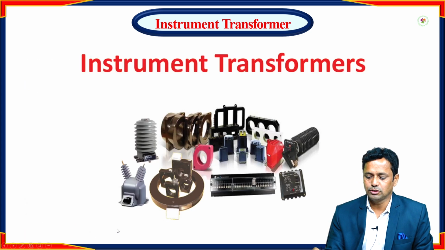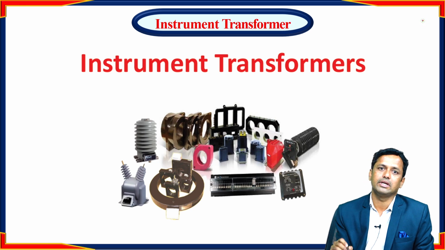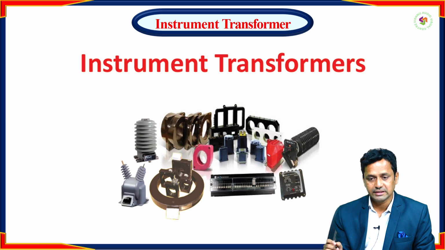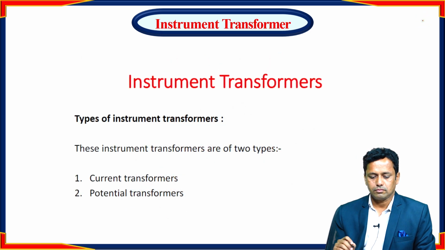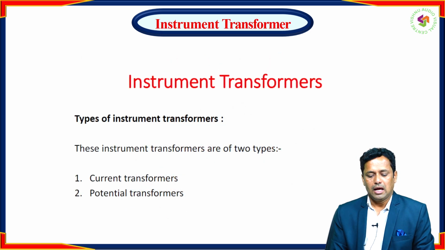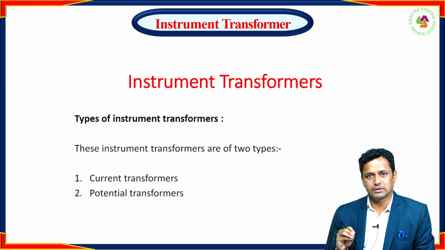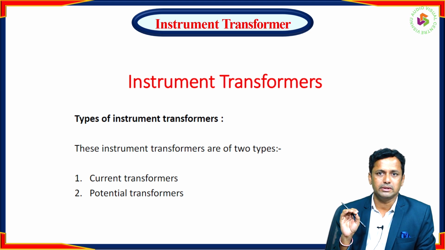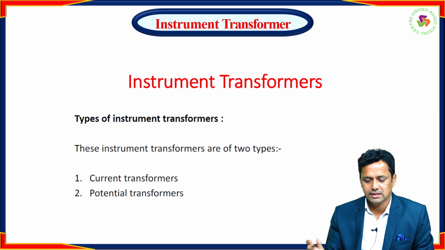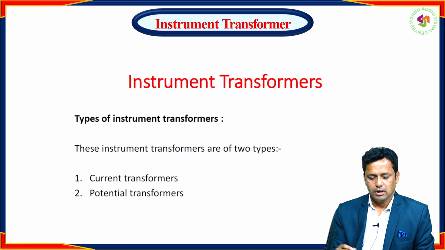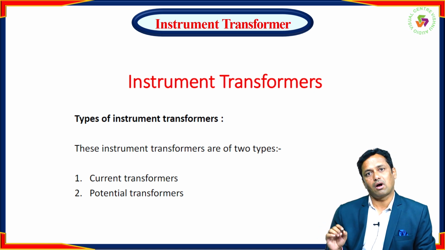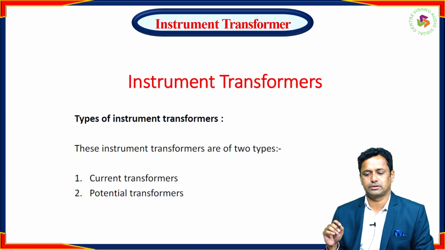These are the different instrument transformers. They are used in substations, home appliances, and industrial areas also. There are two types of instrument transformers. Majorly, to measure current we use current transformers, and to measure voltage we use voltage transformers. So one is the current transformer, and the other is the voltage transformer, also called a potential transformer.